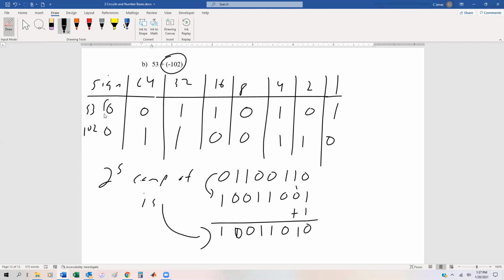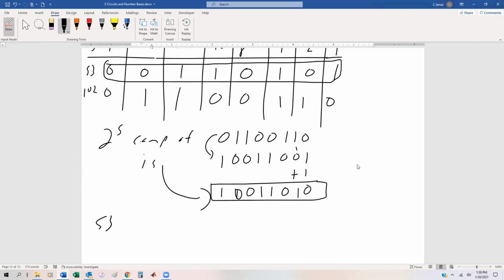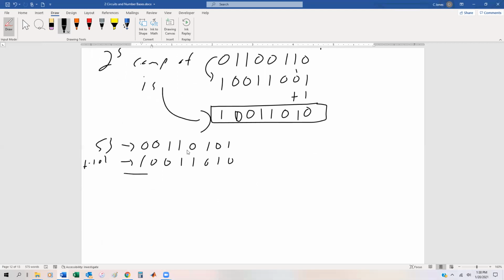Now what we're going to do is we're going to add this 53 in binary to this 2's complement. Okay, so 53, and now we have negative 102. Right? So remember 53 was 0, 0, 1, 1, 0, 1, 0, 1, and 1, 0, 0, 1, 1, 0, 1, 0. And we're just going to add these. Right? So the good news is for this one, it's pretty easy to add. So 1 and a 0, 1 and 0, 1 and 0, 1 and 0. And now we start having a carry.